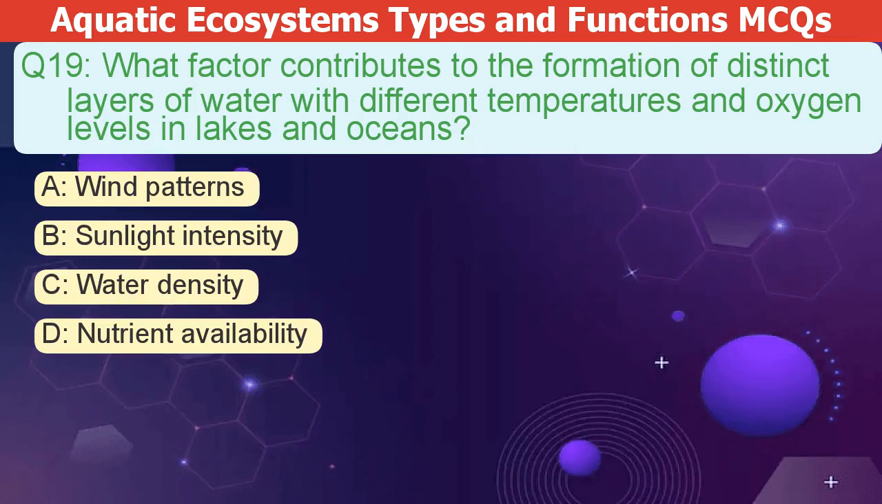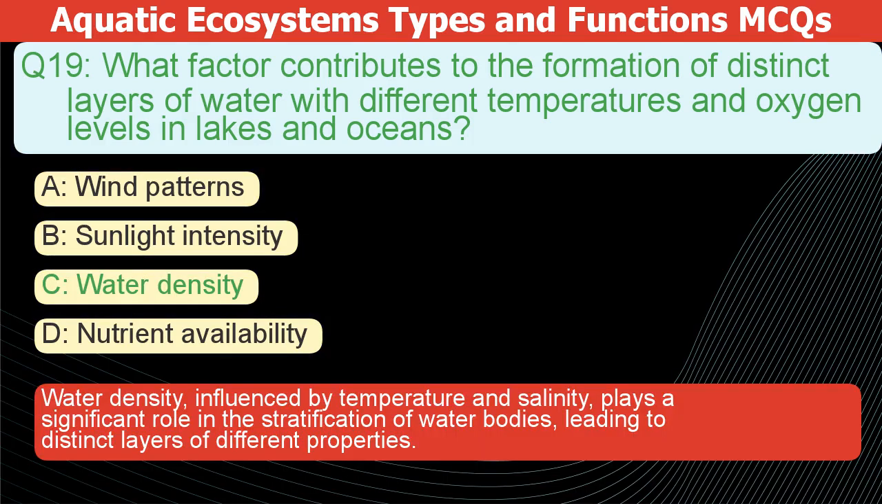What is the term for the region where a river meets the ocean, and salty seawater mixes with freshwater from the river? A. Salt marsh. B. Mangrove. C. Estuary. D. Tributary. The correct answer is C. An estuary is the area where freshwater and saltwater mix.